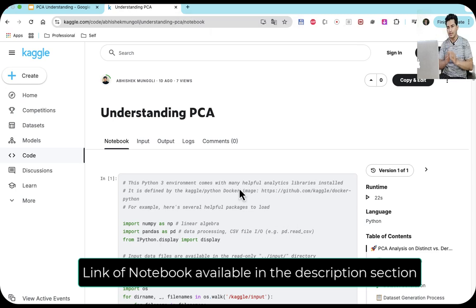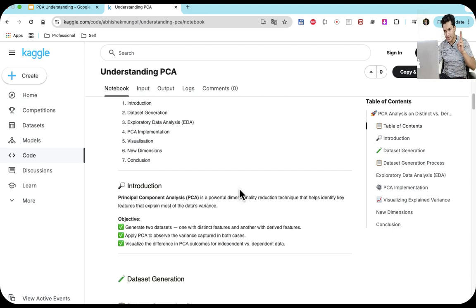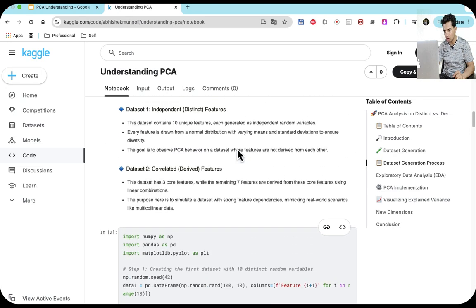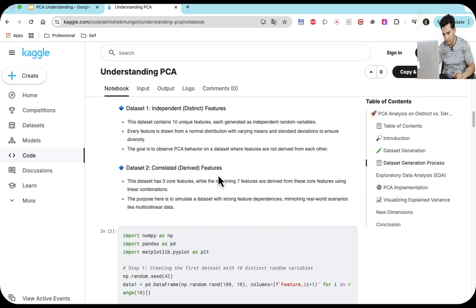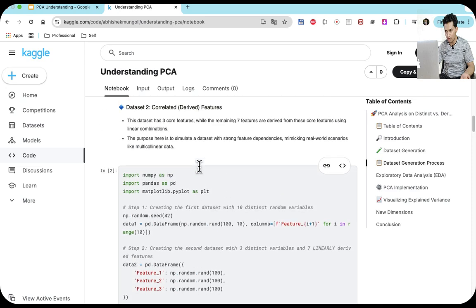So what I have done is, let's look at a dataset which I have created to explain visually how PCA works. I have created 2 datasets. The first dataset is created in such a way that there are 100 data points and there are 10 features. All features are randomly drawn from a normal distribution with distinct mean and distinct standard deviation. Each feature is drawn from a normal distribution with varying mean and standard deviation. While the second dataset has 3 features which are randomly drawn from a normal distribution.